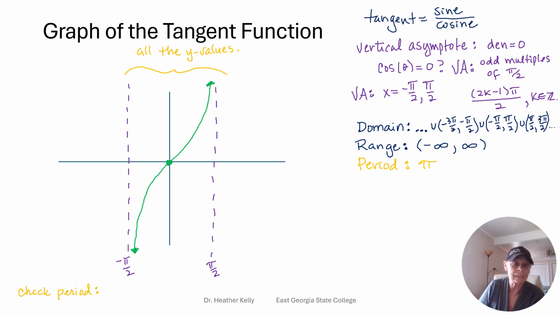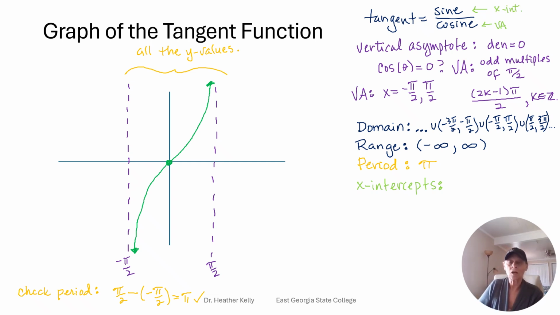We want to find the distance between these two. So we're going to say pi over 2 minus negative pi over 2, and that is equal to pi. So we've got it. Okay, so what other things do we need to talk about here? Well, we need to talk about x-intercepts. Remember, with rational functions, the denominator gives us the vertical asymptote and the numerator gives us the x-intercepts.